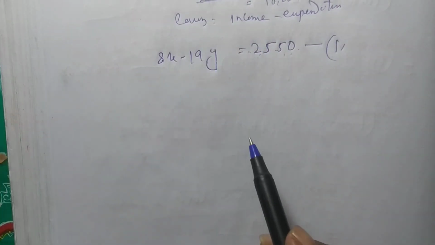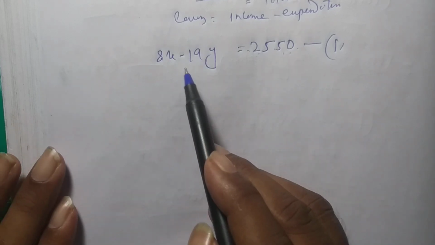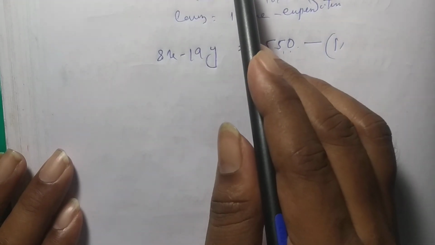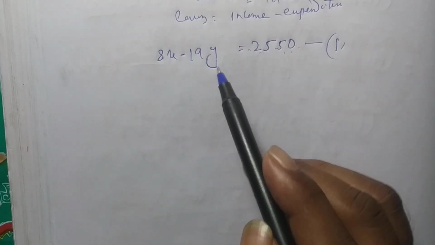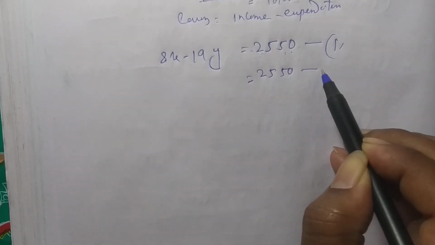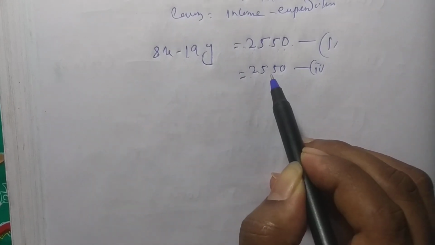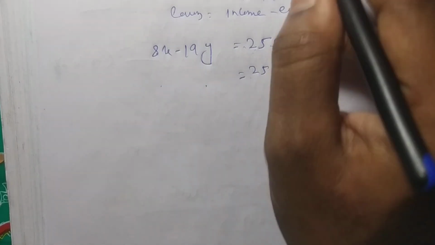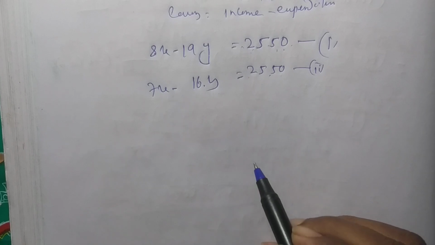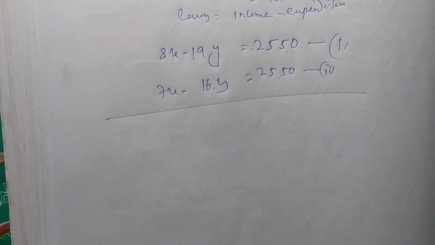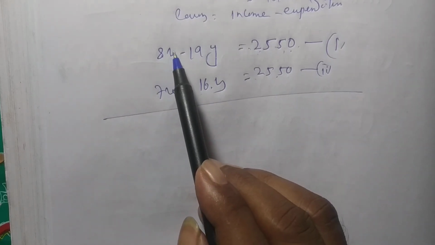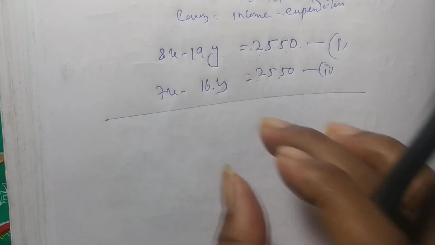And equation 2 is for B. The saving of B is also the same, 2,550. How does saving come? Income minus expenditure. B's income is 7x minus 16y. Now we have two equations, and then we will find the values. Substitution process or elimination process, you can use, then immediately you can find the values.